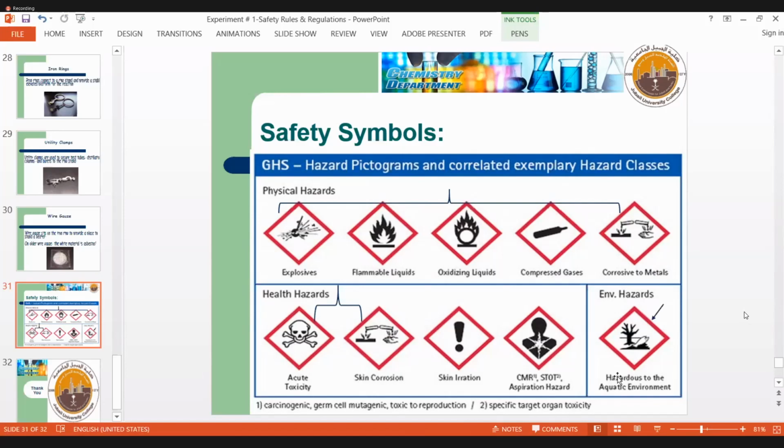That is hazardous to the aquatic environment, for fish, and for health related to the environment. You can use this symbol. So how many symbols do you have? 1, 2, 3, 4, 5, 6, 7. Only 8 symbols you have to memorize. You will get some of them in the quiz.